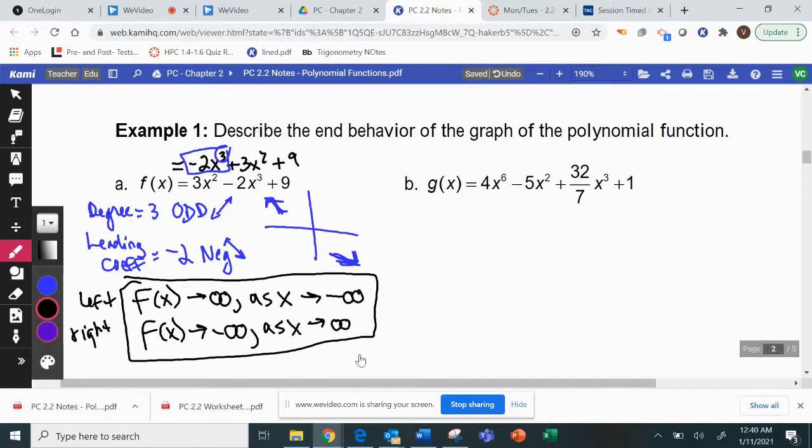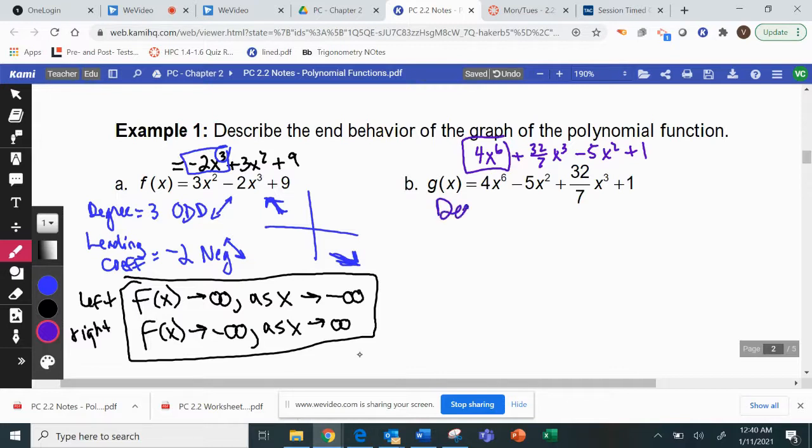Okay, question B. Is this one in the correct order? Not exactly, but it doesn't really affect my answer. This would be a 3 2/7 x cubed next, then minus 5x squared plus 1. So that would be the correct order, but I just need my first term.